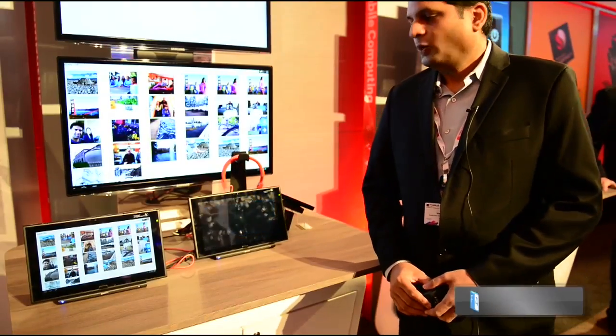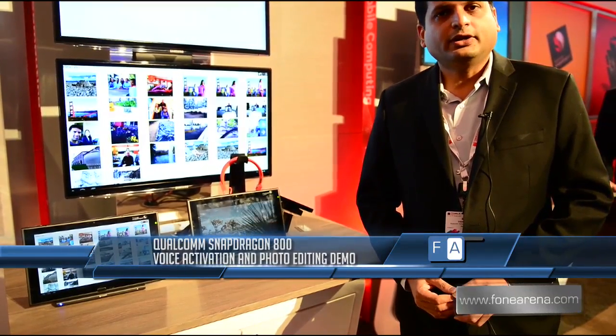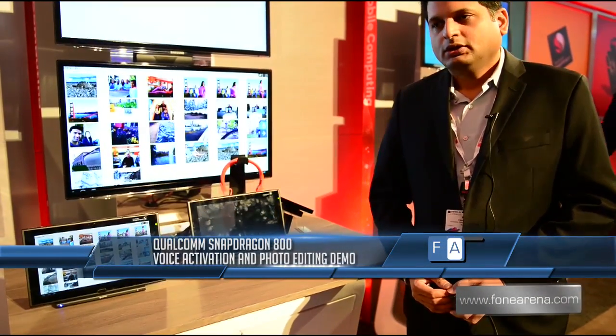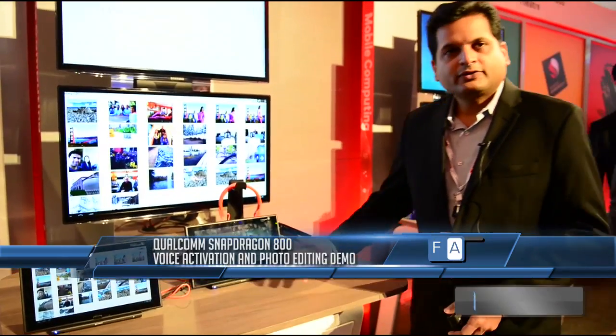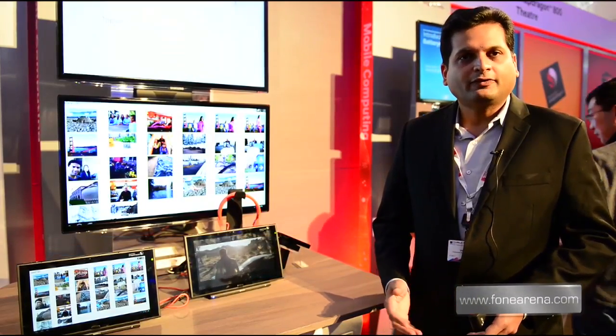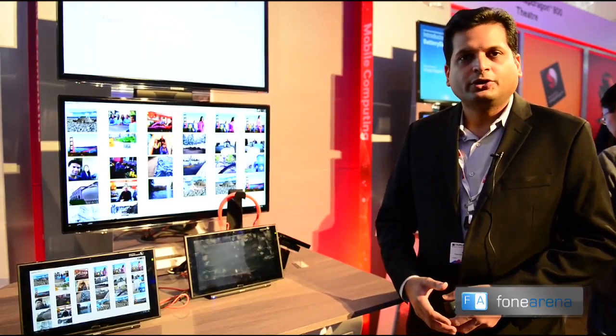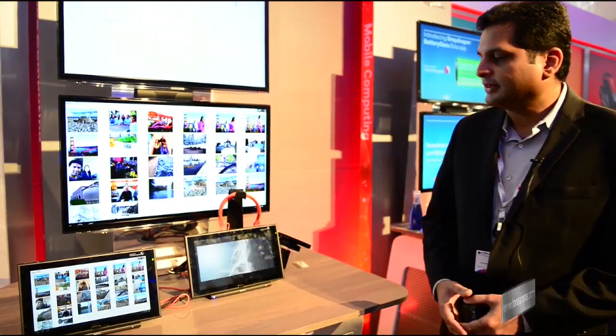So what we're showing here is the Snapdragon 800 series of processors from Qualcomm. With the Snapdragon 800 series, it's the next generation of Snapdragon processors with advanced multimedia and graphics. And we have some demonstrations here to show you the advances in that.